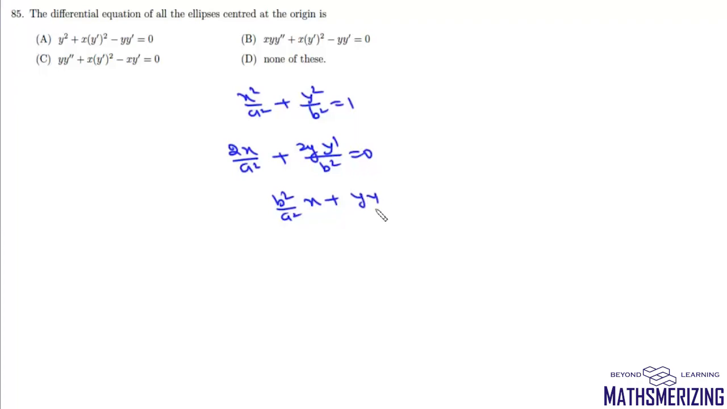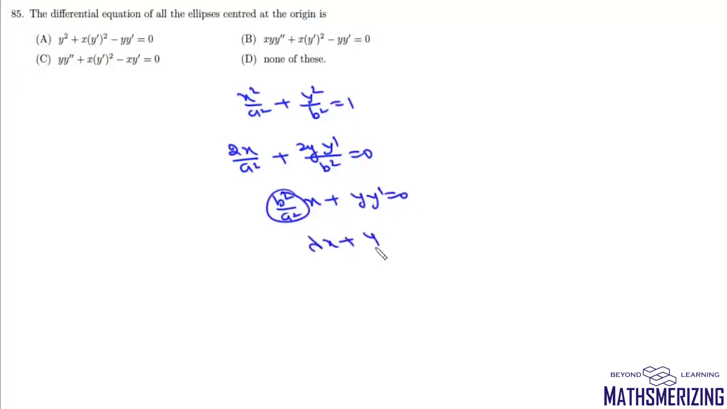Now question number 85 is, the differential equation of all the ellipses centered at origin is. Now we'll consider an ellipse whose center is at origin and axes are the x-axis and y-axis. Then we can write this equation as x square upon a square plus y square upon b square equals 1. If we differentiate, we'll write 2x upon a square plus 2y y dash upon b square equals 0. Now we'll take this b square here. We can write b square upon a square x plus y y dash is 0. Now this is some constant, say lambda.